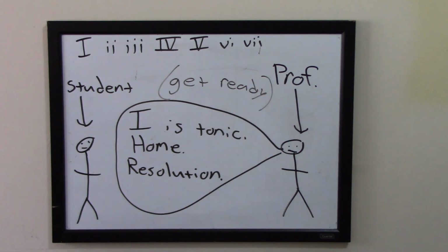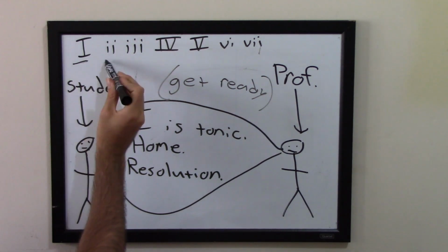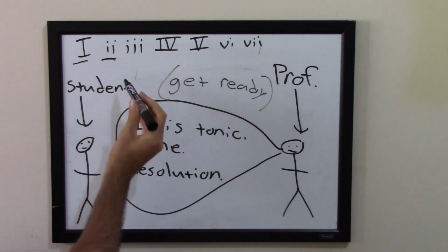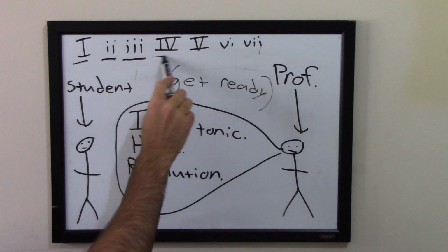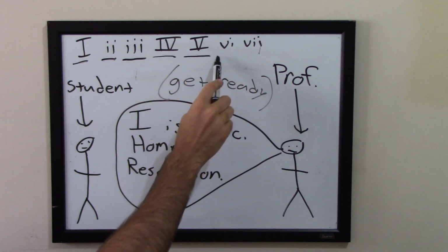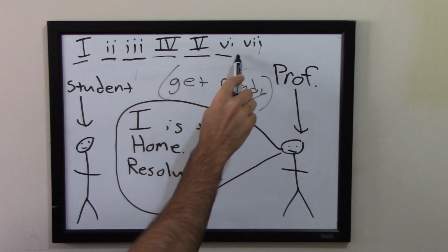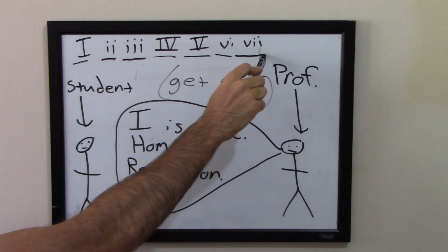Here we go. Here's a nice one chord, then a two, three, four, five, six, seven.